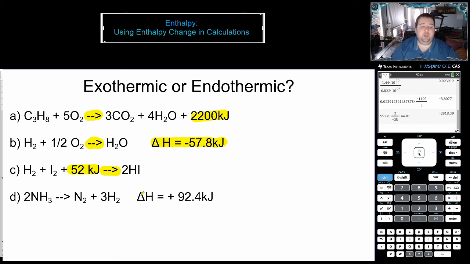Let's do D. No energy is within our chemical equation here. It's off to the right this time. This is a positive value. Positive value means the heat content, the change in enthalpy of our system is going to increase, which means energy flowed into our system. There was an increase in energy in our system, which means we absorbed energy. Absorbing energy is endothermic. There we go.